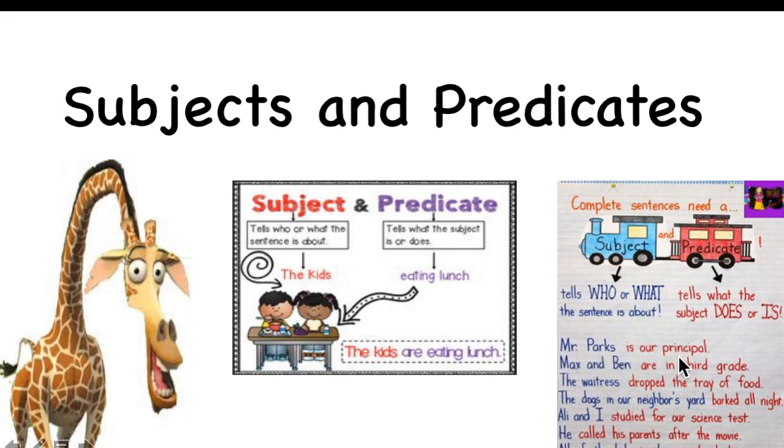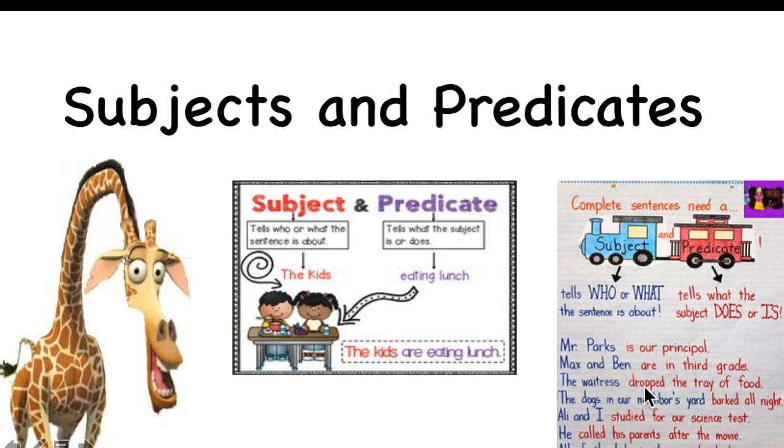Mr. Parks is our principal. Who? Mr. Parks. That's a subject. What does Mr. Parks do? Is our principal. That's a predicate. Max and Ben are in third grade. Who? Max and Ben. That's a subject. What do Max and Ben do? Are in the third grade. That's a predicate.